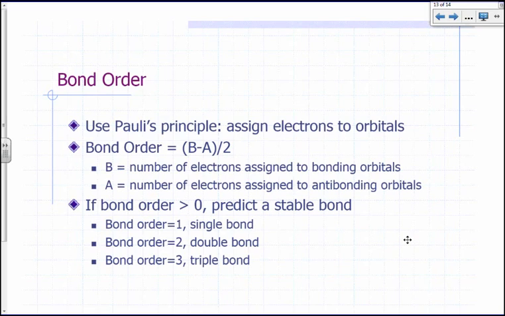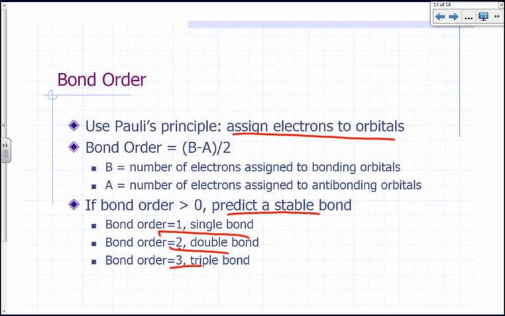Basically, a bond order of 1 means that you expect there to be a single bond between the two atoms. A bond order of 2 means you expect a double bond to form between them, and a bond order of 3 means you expect a triple bond to form between them. So if you get a bond order that's greater than 0, you can predict that there's a stable bond between the atoms. Now, if your bond order is 0, then that means you don't expect that bond to be stable. Okay? How do you calculate the bond order?